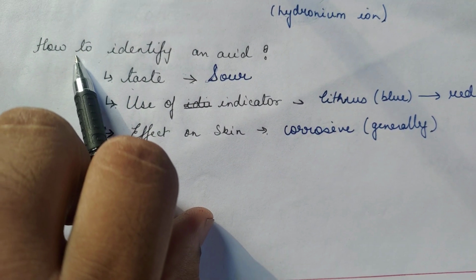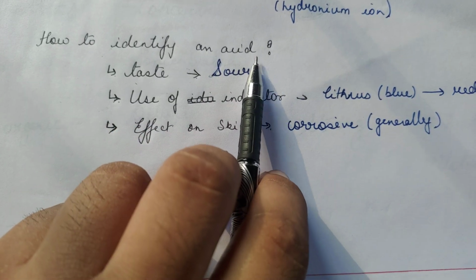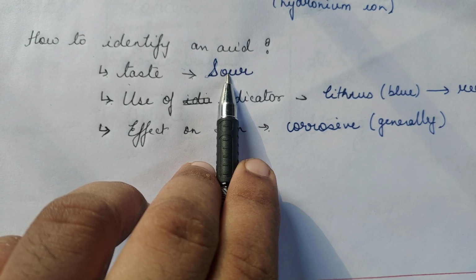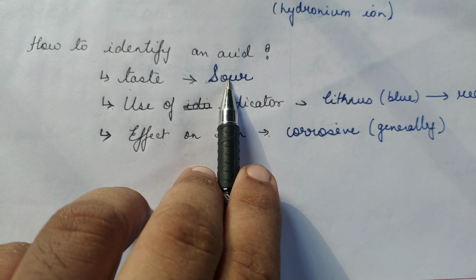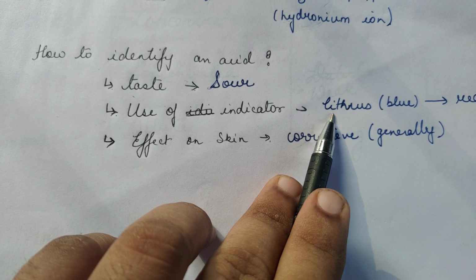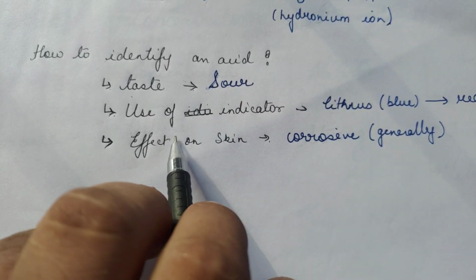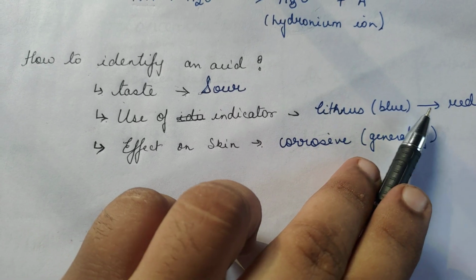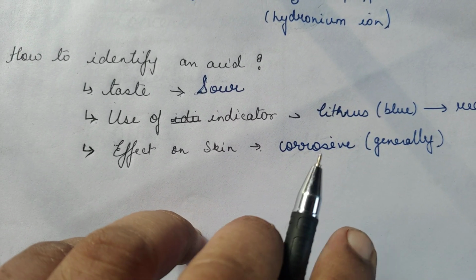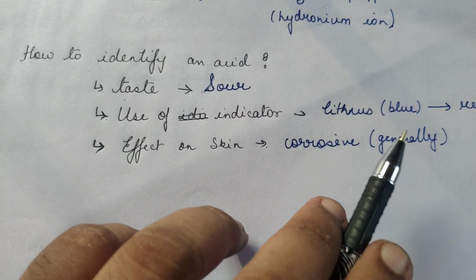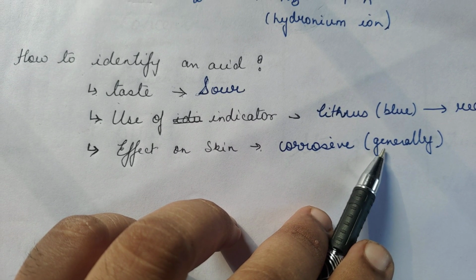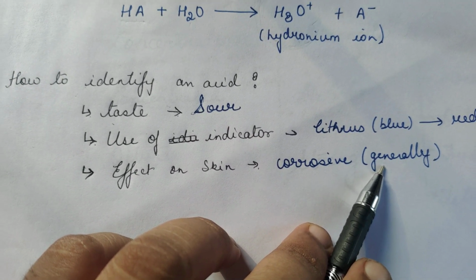Now next comes how to identify whether a substance is an acid or not. If it tastes sour, then it is an acid. If the litmus solution turns red, then it has an acid, or it may be corrosive on your skin. Remember, it's not necessary that every acid will be highly corrosive. Some acids may be more corrosive than others.